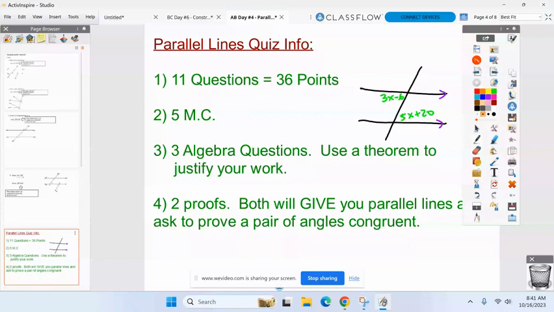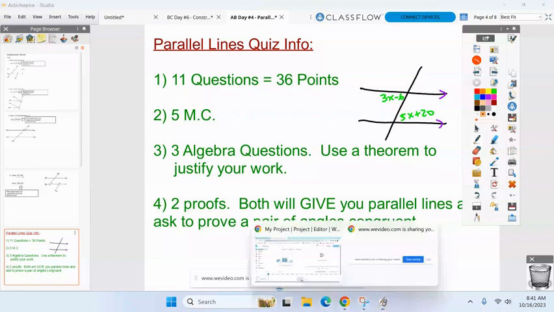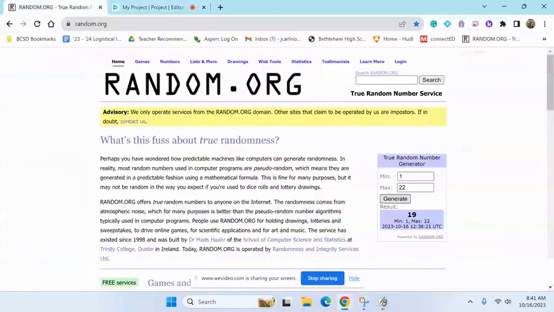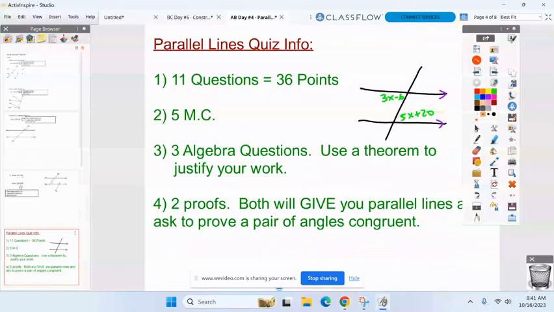What's the angle measure? So we need to first ask, what type of angles are these? Because I need to set up my equation correctly. So I've labeled what type of angles in that diagram. Those are called what here? For the test, what type of angles are those? Alternate interior. Are they congruent or supplementary? They're congruent.